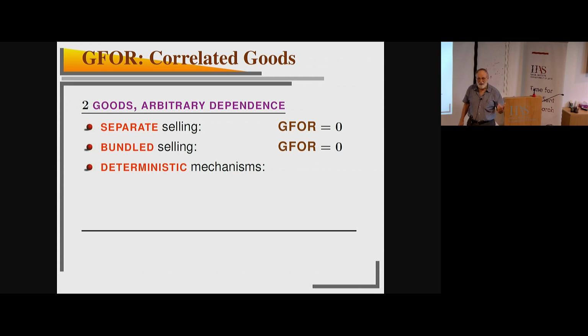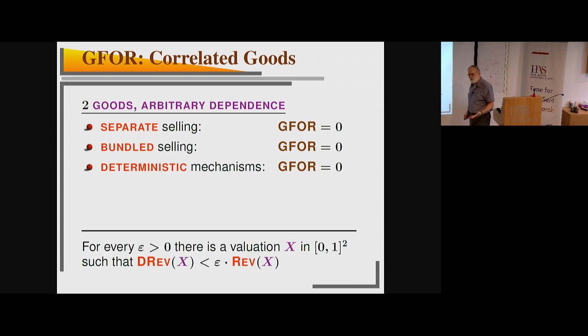What's G4 for deterministic mechanism? Well, you guessed it, 0. Okay? So there are valuations, bounded in [0,1] squared, such that every deterministic mechanism is giving you less than epsilon of the optimal revenue. Gives you nothing. All deterministic mechanisms give you nothing. That's quite stunning, yes?